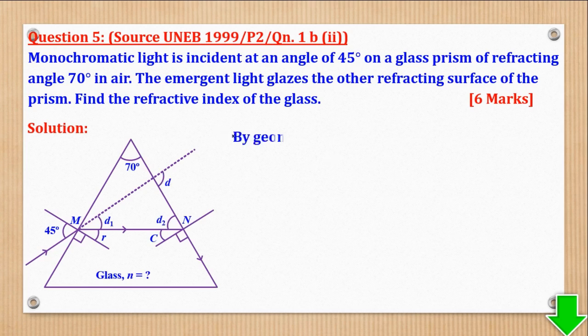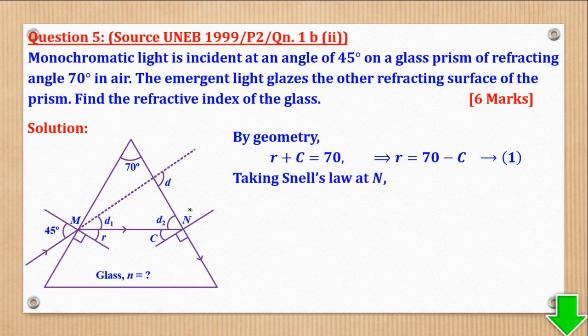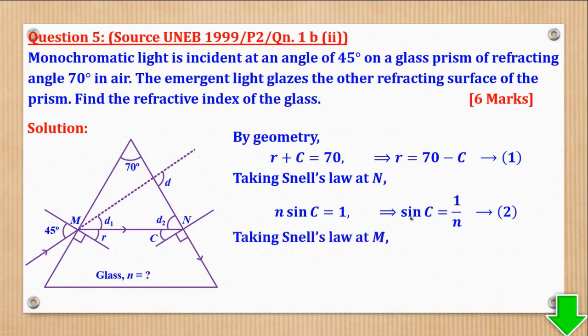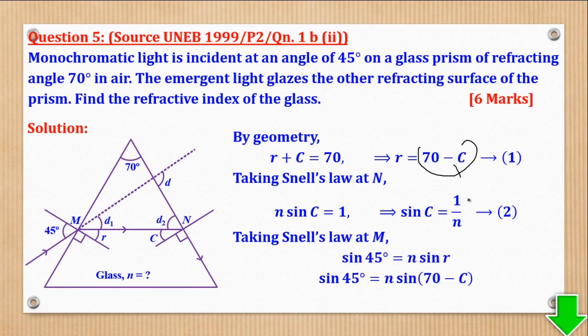Then by geometry, this plus this gives you that. That is equation 1. So then equation 2. This was a little funny because it involved simultaneous equations. Then taking Snell's law at N, 1 is equal to n sine c. Therefore, sine c is equal to 1 over n, and that is equation 2. Then taking Snell's law at M, it means sine 45 is equal to n sine r. But I remember that r is equal to 70 minus c.